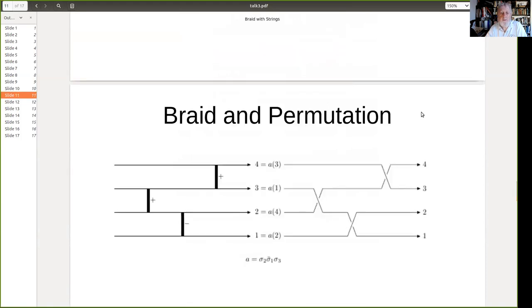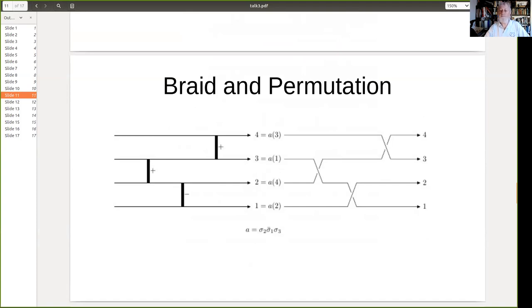Okay, so here's another picture of a braid. This is the picture with the bridges, and we place the bridges by crossings like here. And so if we number the levels of the four strings by 1, 2, 3, and 4, and then follow them along the strings, we get a permutation. So for instance, 1 here goes to 3. So if the braid is A, this is A of 1, and so on. 1 is A of 2, 4 is A of 3, and 2 is A of 4. Okay, so associated with every braid is a permutation.